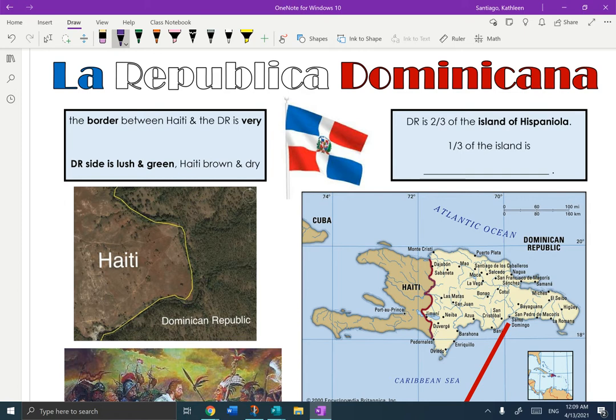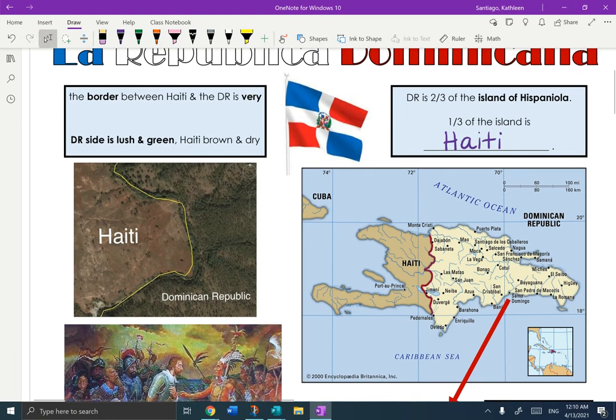So let's start with one of the important facts. The Dominican Republic is 2/3 of the island of Hispaniola. The other 1/3 of the island belongs to Haiti. So if you look here at the map, all of the area in light yellow that has the cities labeled, that is the Dominican Republic, and the brown on the other side is Haiti.